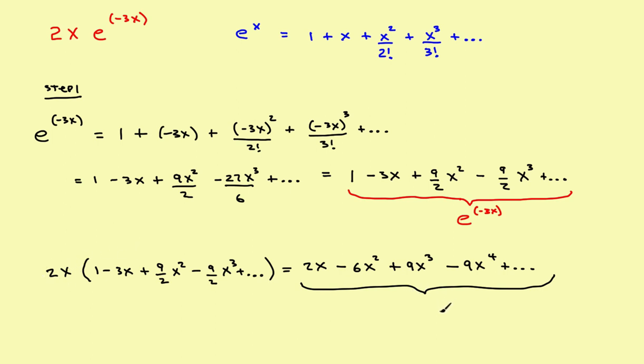So there are 3 examples using multiplication involving power series. But in this case, you multiplied a power series times some monomial. Now, in the next video, we'll look at what happens if you multiply a power series times a power series. And it changes the way you go about it just a little bit. So we'll do that in the next video.